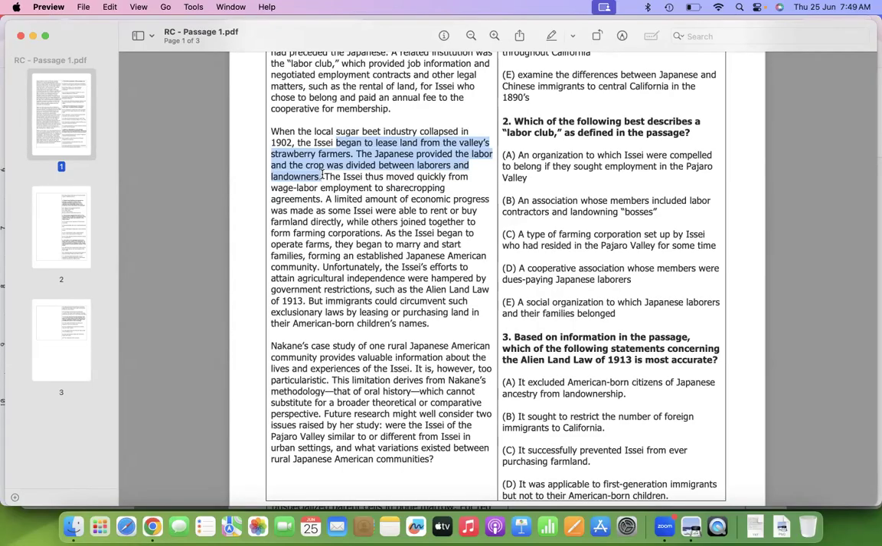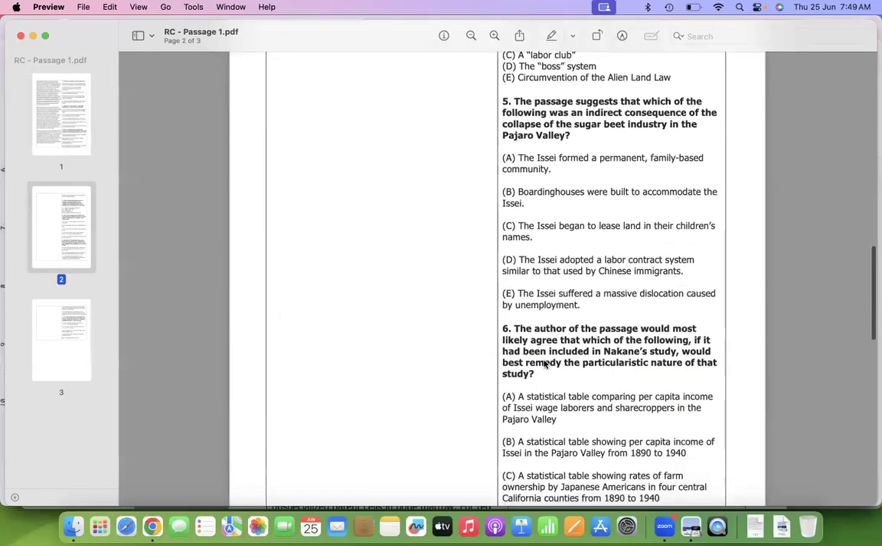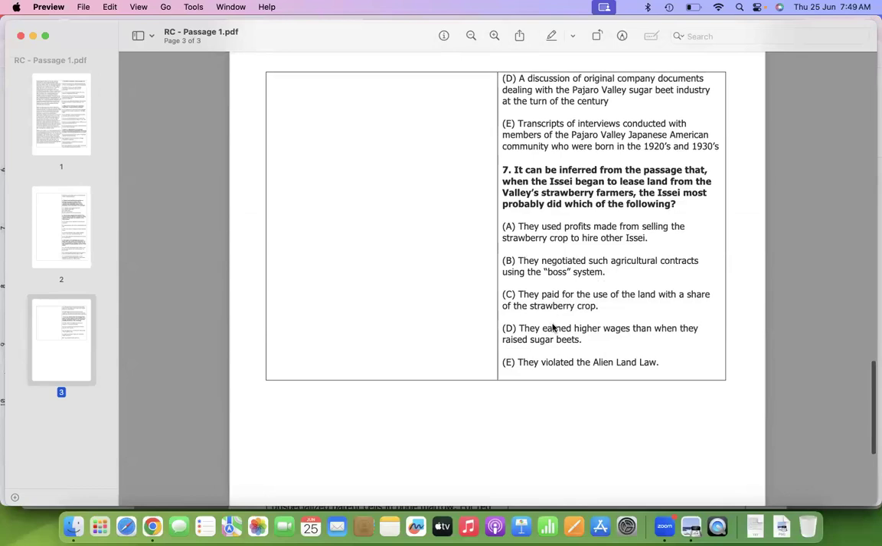Okay, yeah, right. Shantanu? The idea of wages is gone. They're not hiring other ESA. We have no such information. Boss system is the wrong location. Wages are gone. Alien land law, again, wrong location. This will come much later. You may leave C thinking, oh, this is so obvious. But because it is obvious, it is the correct answer.